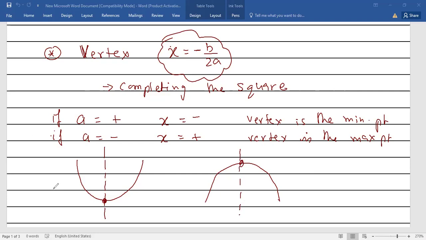If this graph cuts the x-axis at two points, then these two points are known as the x coordinates of the roots. These are simply the roots. Similarly, if it is cutting like this, we will say that these two points are the roots or zeros of the quadratic function. Now, next we will look into different formats of a quadratic equation.